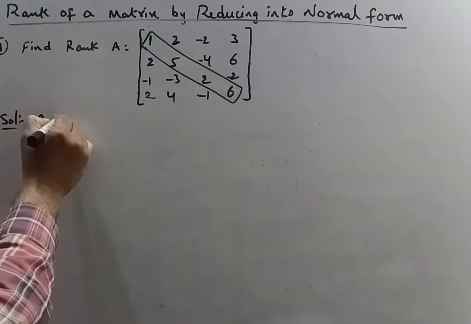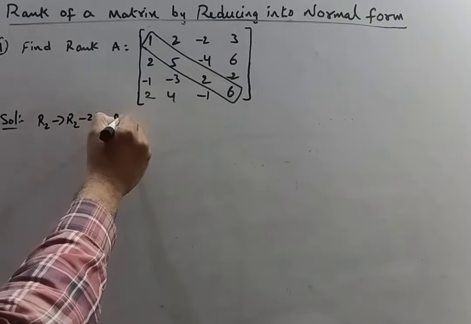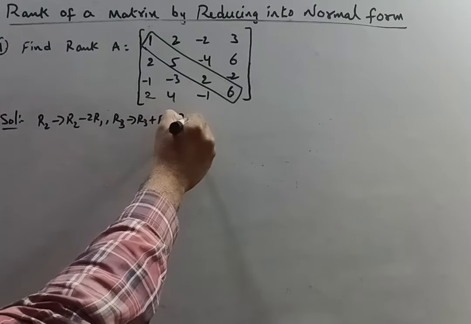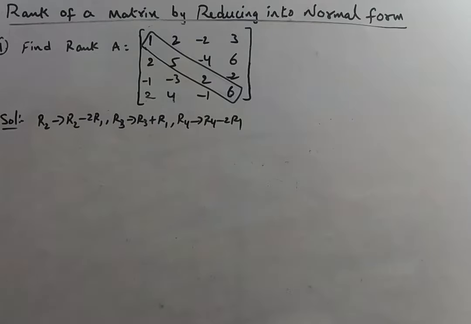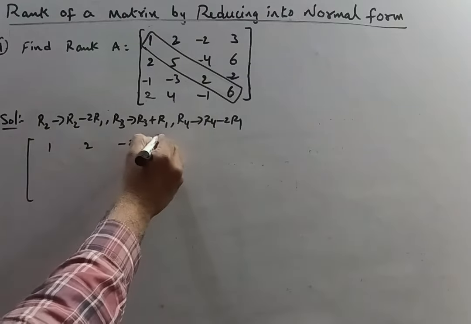First make these 3 places 0. So R2 changes to R2 minus 2R1. R3 changes to R3 plus R1. R4 changes to R4 minus 2R1. These three are the operations. Correct? So what do I get here? I am not changing anything in R1. It is as it is: 1, 2, minus 2, 3.